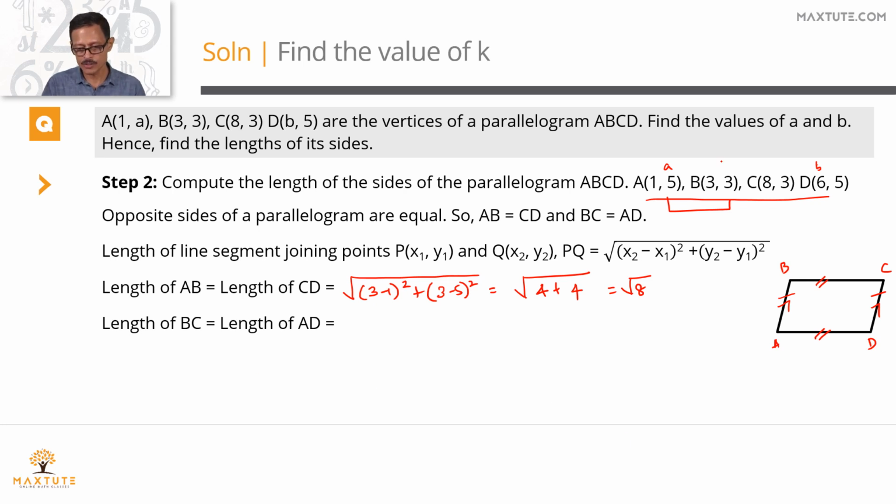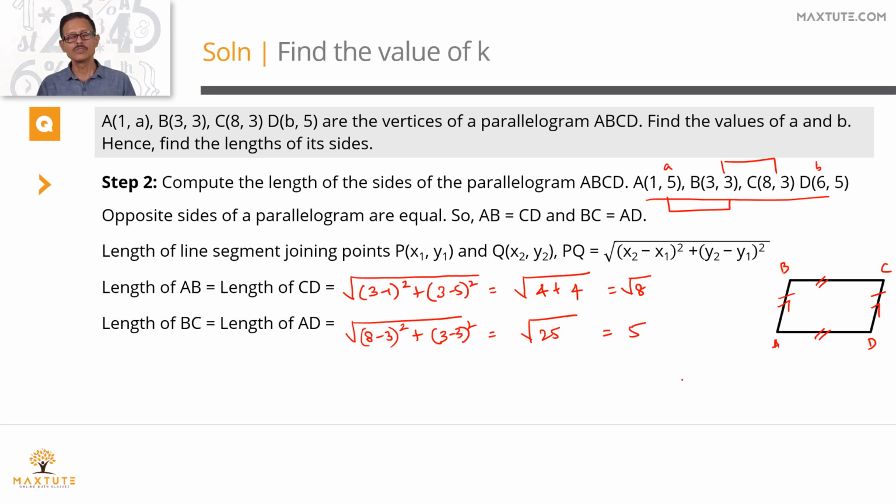Let's find out the length of BC. We're going to pick these 2 points to do that. Square root of x2 minus x1 the whole square, which is 8 minus 3 square, plus y2 minus y1, which is 3 minus 3 the whole square. So this is equal to 5 square, which is equal to 25 plus 0. Root 25 is equal to 5. So measures of the sides are basically root 8 and root 8 and 5 and 5.